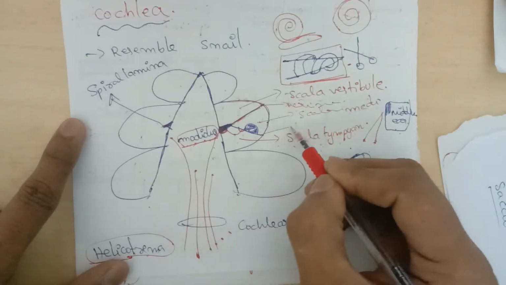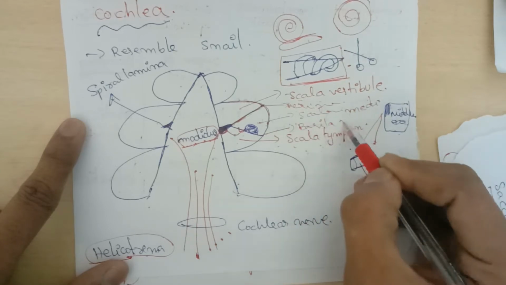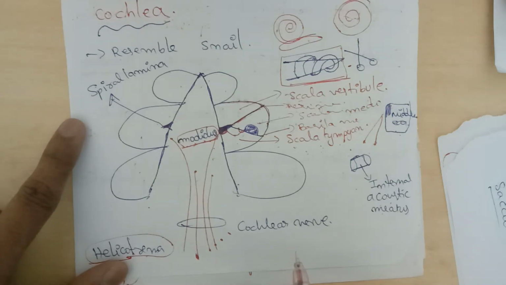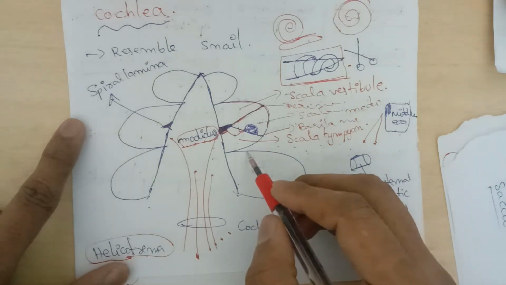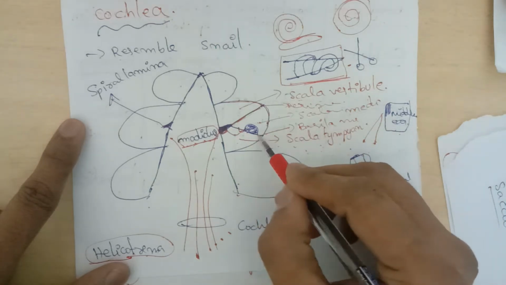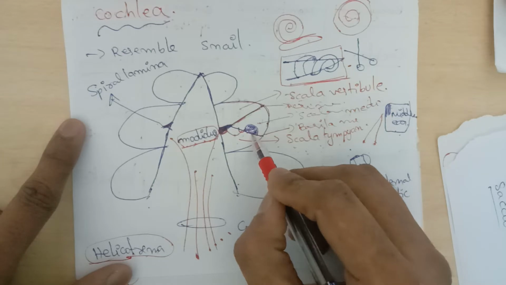This membrane below is called the basilar membrane. I already told you that the sensory epithelium of the cochlear duct is called the organ of Corti. The organ of Corti is located on the basilar membrane. This is the cochlea, the organ of Corti, and this is the basilar membrane.